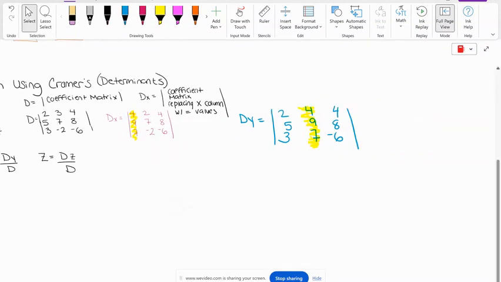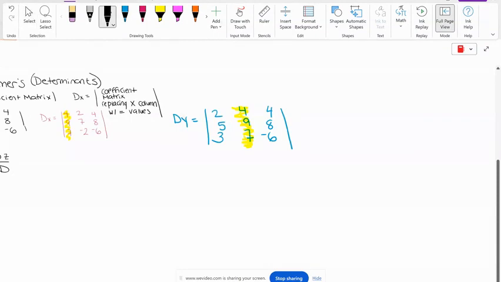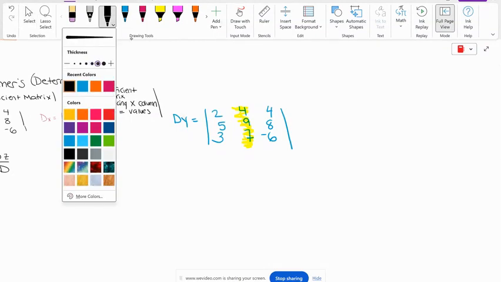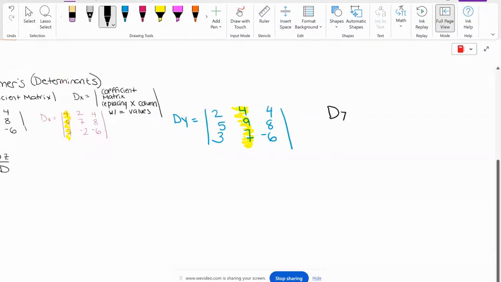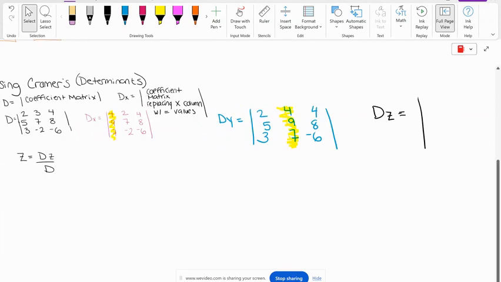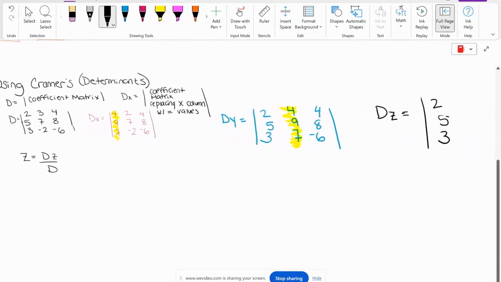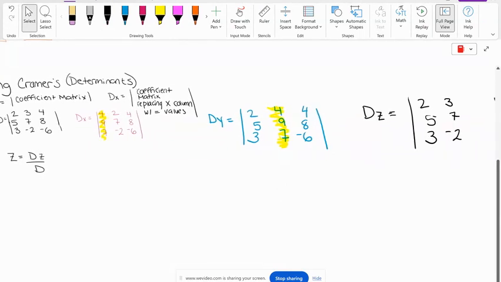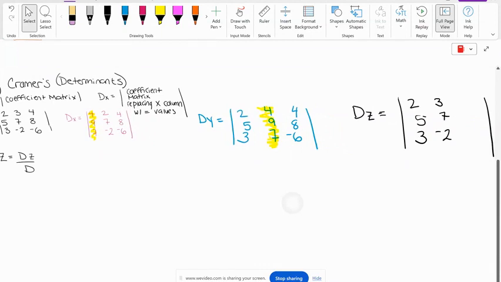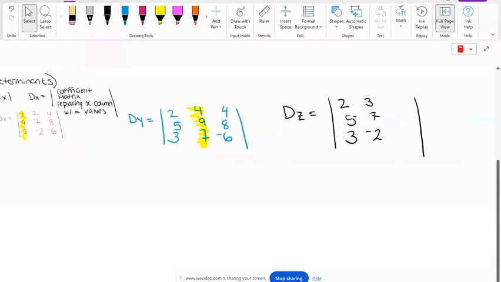We will now find D sub Z. And for D sub Z, we're leaving the first two columns the same. So we are 2, 5, 3, 3, 7, negative 2. And now that last column gets replaced with the equal values. So 4, 9, 7.